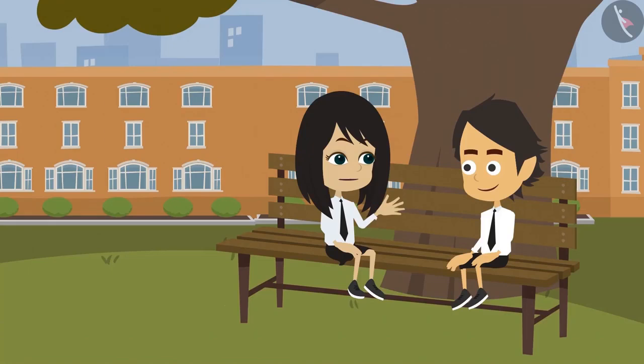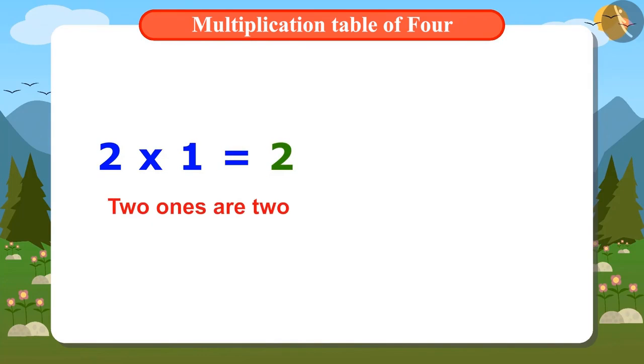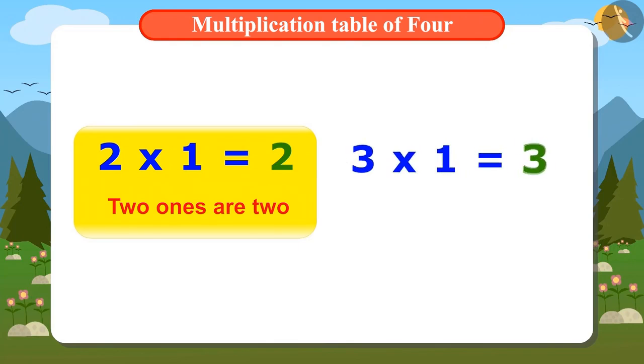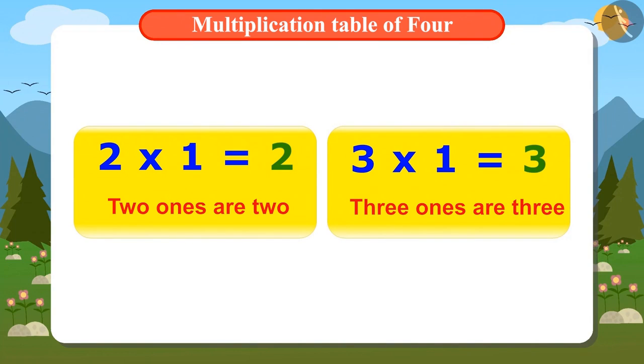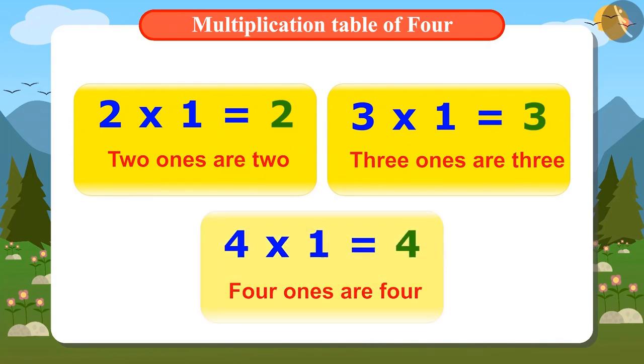Ones means? Ayushman, we sing to memorize the tables easily. That's why 2 times 1 equals 2 is read as 2 ones are 2 and 3 times 1 equals 3 is read as 3 ones are 3. Oh, that means 4 times 1 equals 4 is read as 4 ones are 4. Now we got to know the first number in the multiplication table of 4.